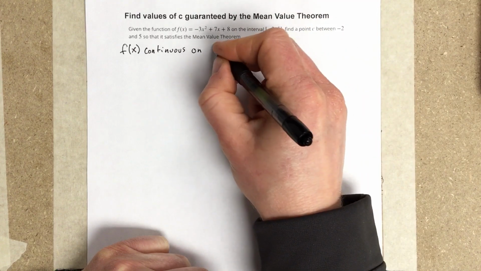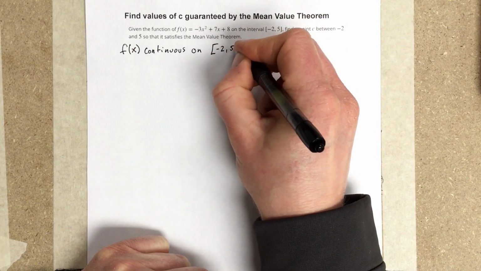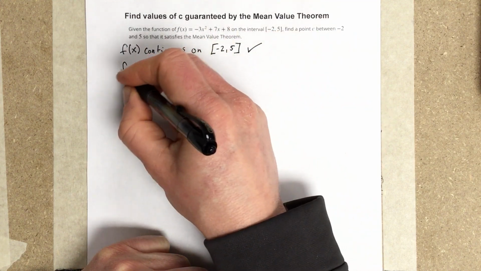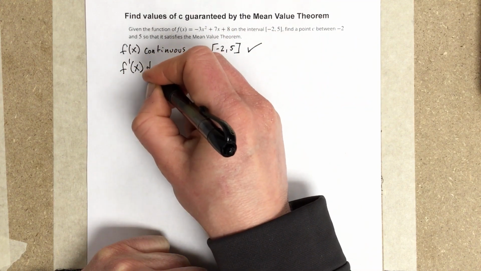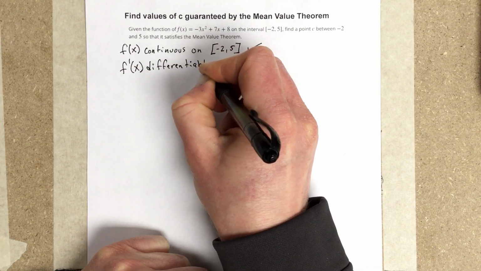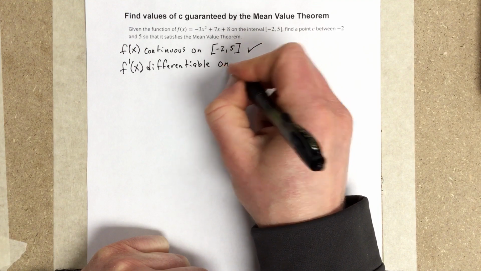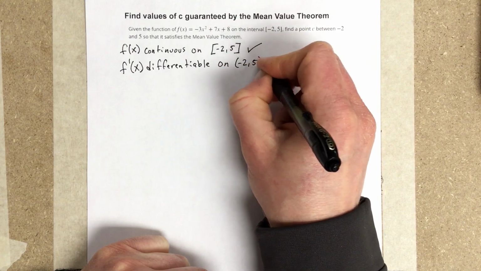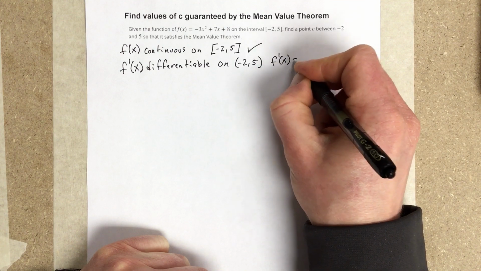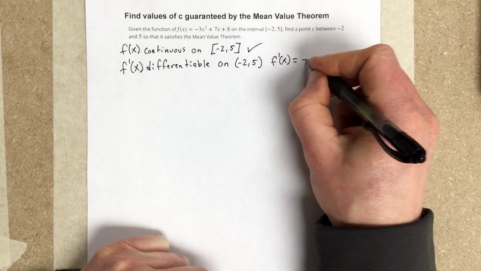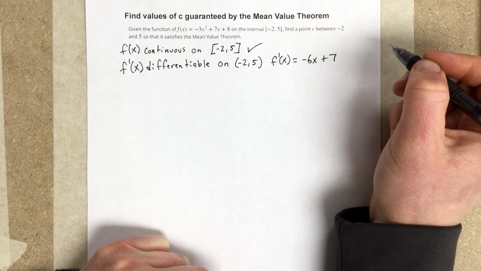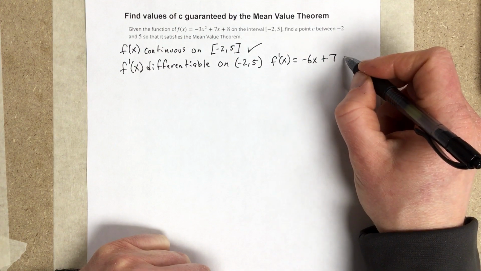on negative 2 to 5? It's a polynomial, so yes. Is f prime of x differentiable on the open interval negative 2 to 5? Well, f prime of x would equal, if I take the derivative here, negative 6x plus 7. And that's linear, so yes, differentiable.